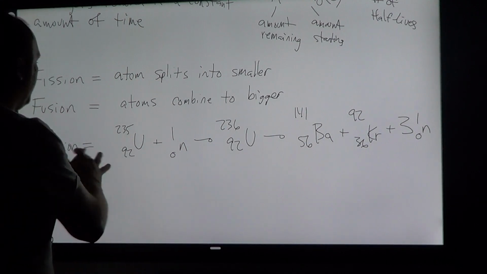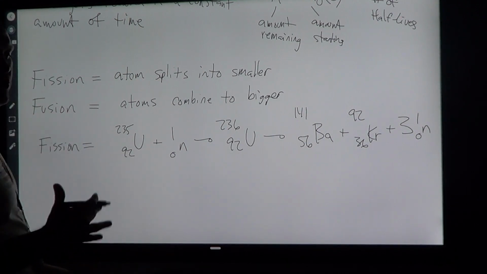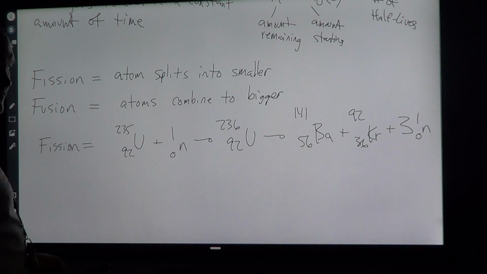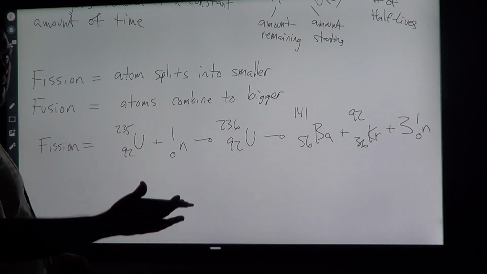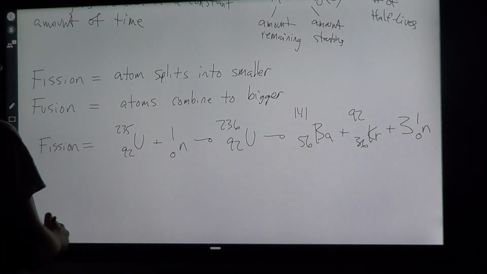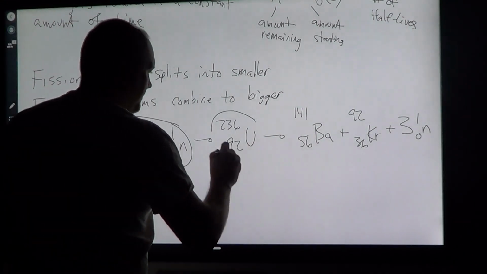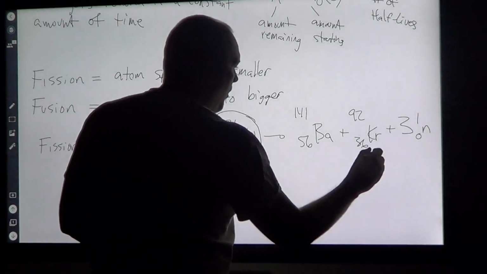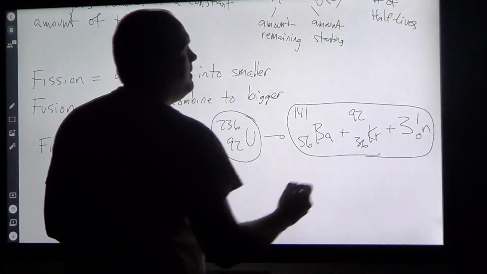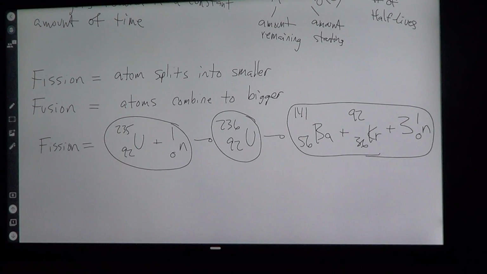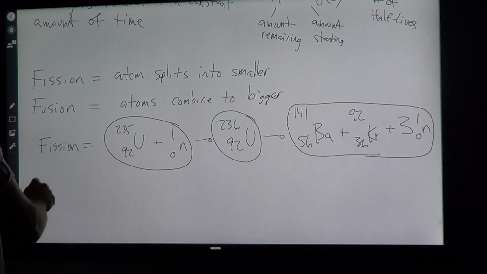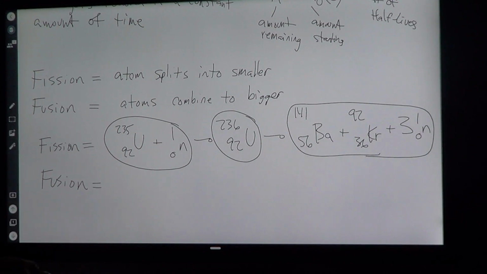There are ways we can speed it up and slow it down. Make sure you read that in the book. It does mention how to speed it up or slow it down. But you'll notice this gets conserved to here, and then all of those have to get conserved there. Okay? For fusion, it's the opposite. You're taking 2 things that are small and you're squishing them together.